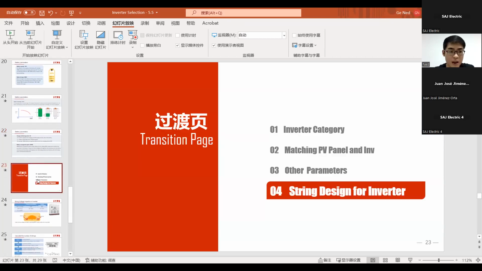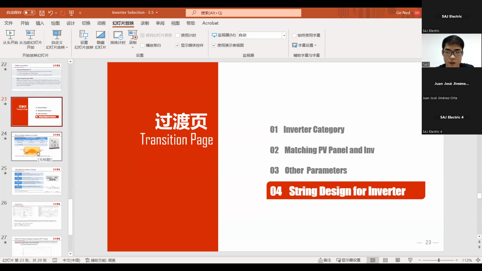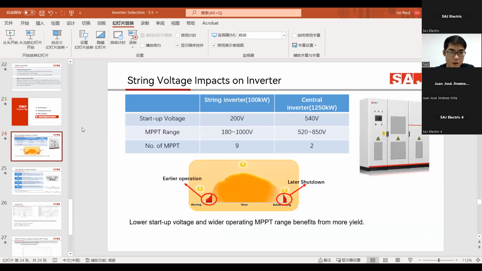In our last section, we will introduce the string connection, that is how many panels should be connected. Before we talk about the calculation, I would like to share a little difference between a string inverter and a central inverter.